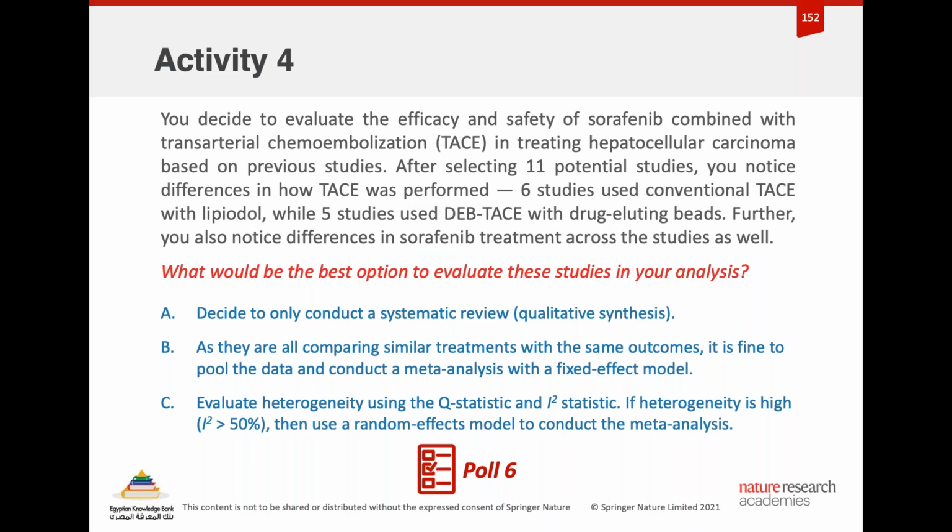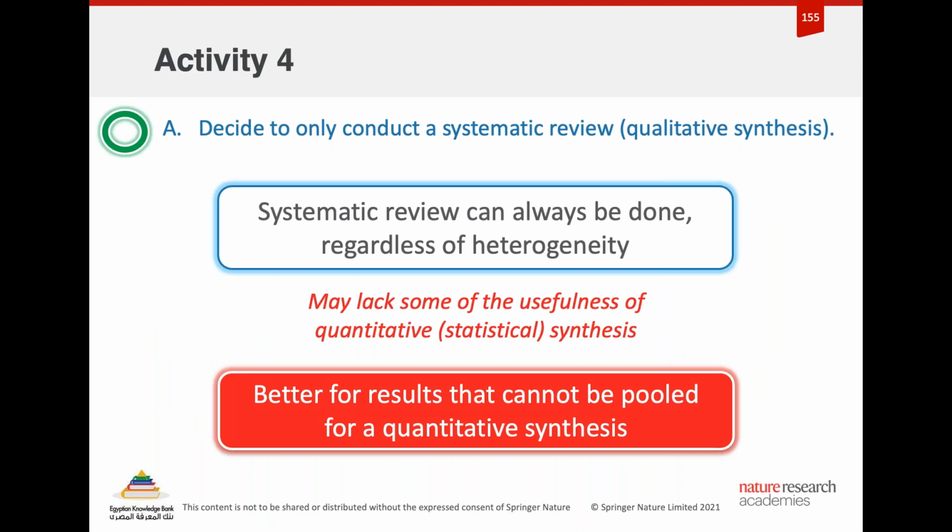So if someone came to me and asked for my advice, I would actually agree with the second most popular option, just do a systematic review. It looks like the way these studies were conducted were too different from one another, and therefore a qualitative synthesis, which can always be done, is probably more appropriate.